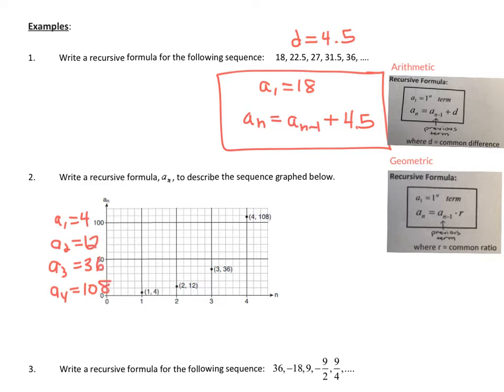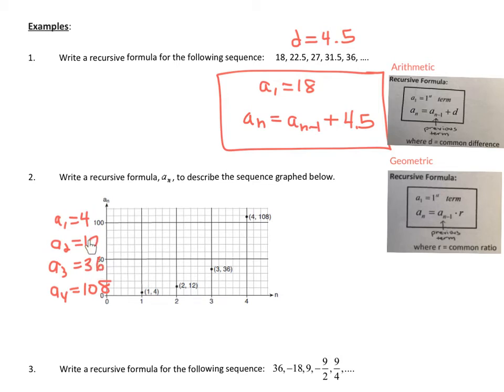Now, I'm sure some of you can clearly see, to get from 4 to 12, we're adding 8. But if we add 8 to 12, it's not going to get us to 36. So let's see, what do we multiply 4 by to give us 12? 3. And then 12 times 3 is 36. 36 times 3 is 108. So we're consistently multiplying by 3. If you have a hard time seeing that, just take any term and divide it by the term in front of it. 108 divided by 36 gives you 3.